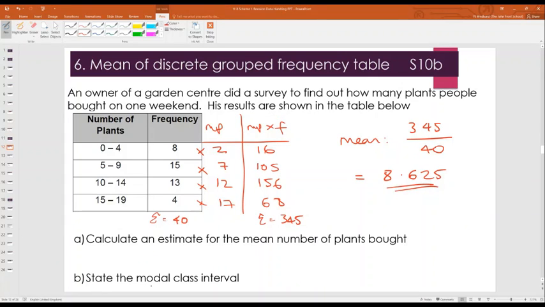Part B says state the modal class interval. Modal sounds similar to mode, doesn't it? So what this means is what group does the mode end in? Remember, mode is the one that comes up the most. So in this table, the modal class interval is the class interval that has the highest frequency. The highest frequency is 15, and that corresponds to the group 5 to 9. So that is the modal class, because there are more plants in this group than in any of the other groups. So that's how you do that one.